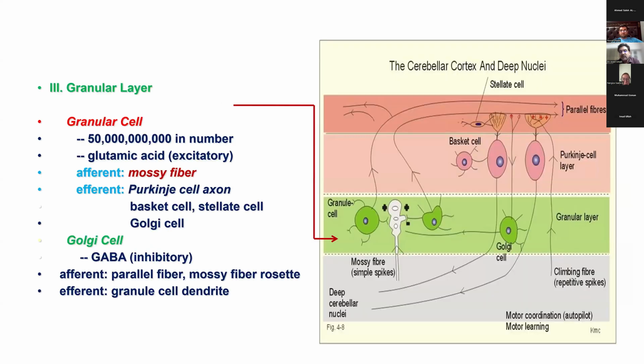The third layer is the granular layer. Again, a very, very important layer. It has more than 50 billion cells in number, and it is excitatory in nature. So afferent, they are controlled by the mossy fibers. And efferent connections are from the Purkinje cell axon, basket, stellate, and the Golgi cells. Again, Golgi cells are inhibitory, same as the Purkinje cells. So the granular layer mostly releases excitatory signals that go up into the outermost layer through the parallel fibers. It goes and the excitation begins.